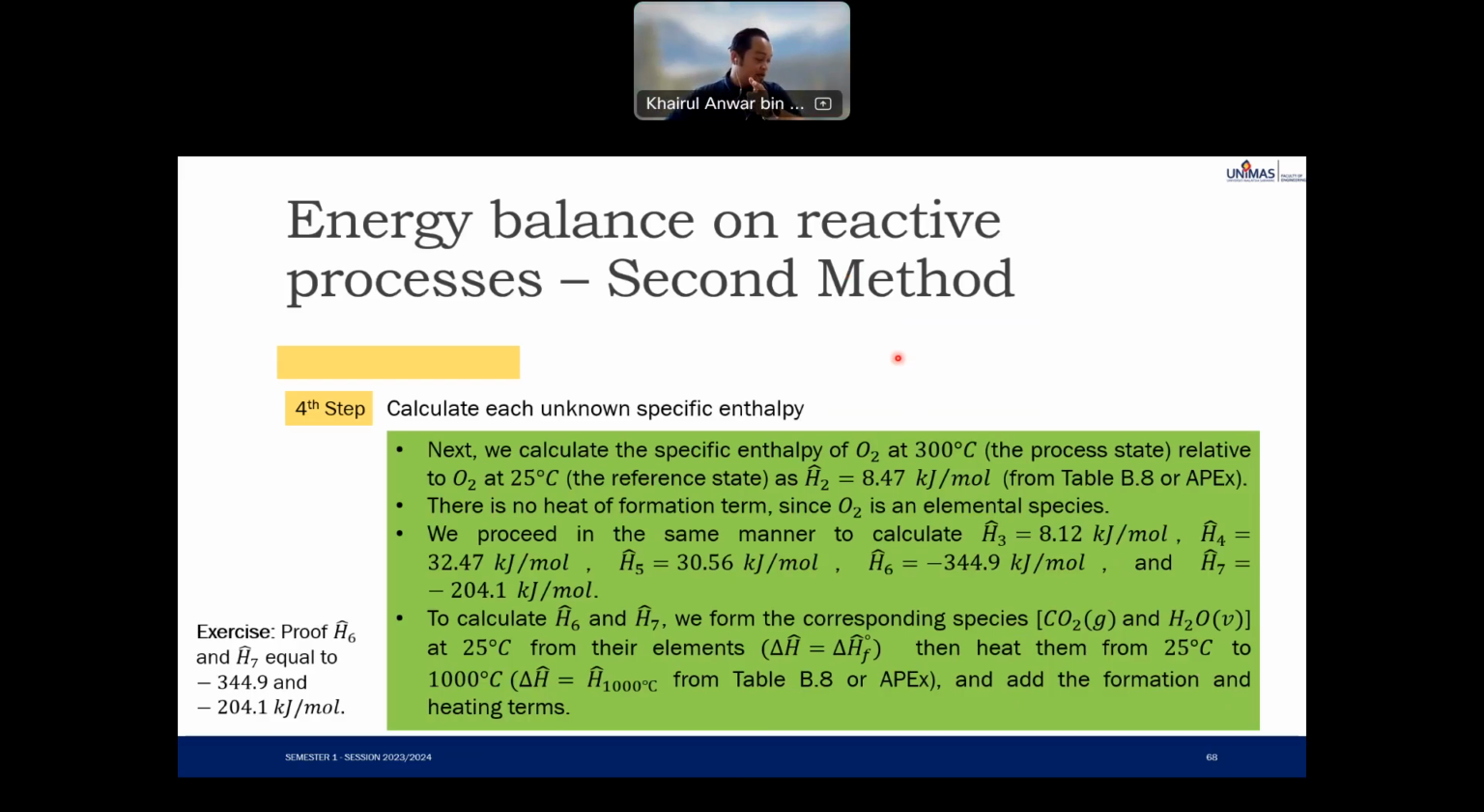You follow this? So for H6 and H7, let's say H6, we do it for carbon dioxide. Why do you need to do formation? Because C plus oxygen becomes CO2. Although that reaction is not that correct, that is what the heat of formation is.